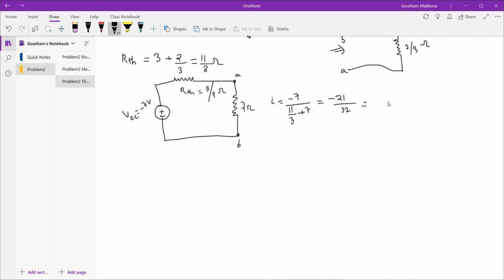So that would give me minus 656.2 milliamperes. Remember, this current is flowing from A to B. So if minus 656.2 is flowing from A to B, that means the answer is I is 656.2 milliamps, and it is in fact flowing in the reverse direction, that is from B to A. So that finishes this problem.